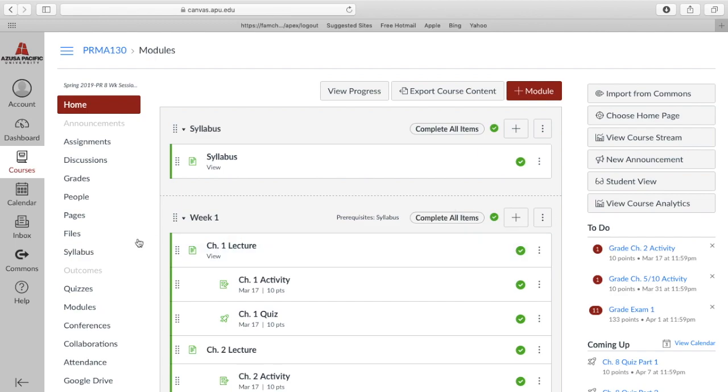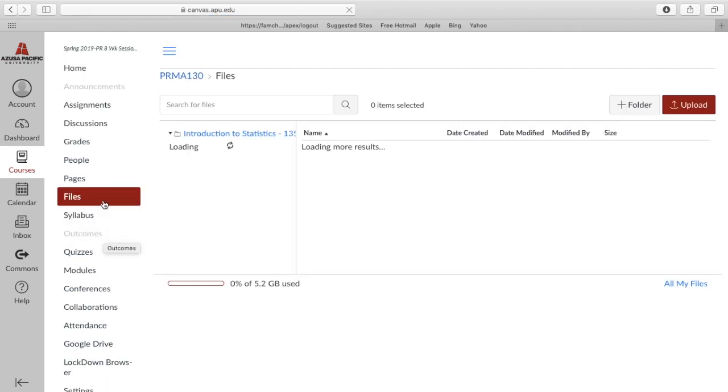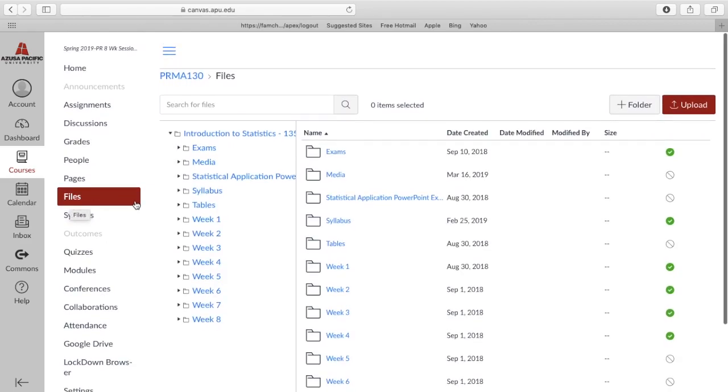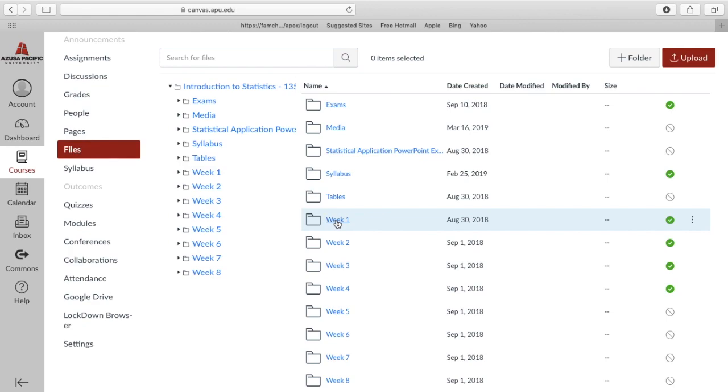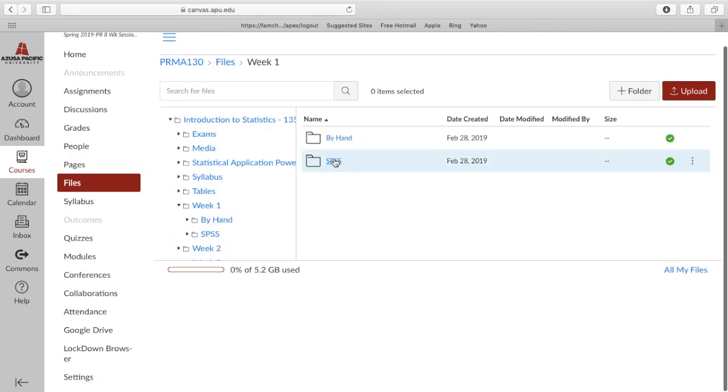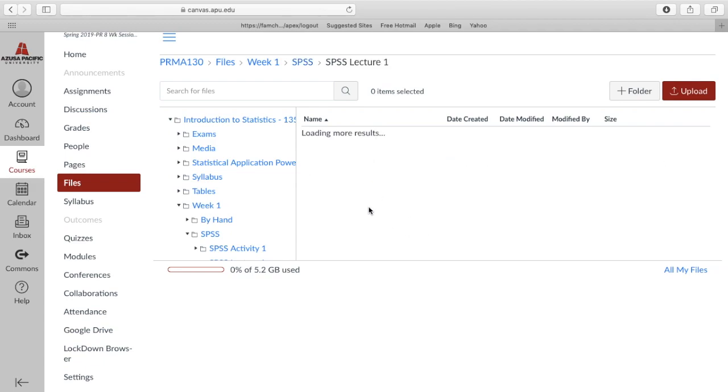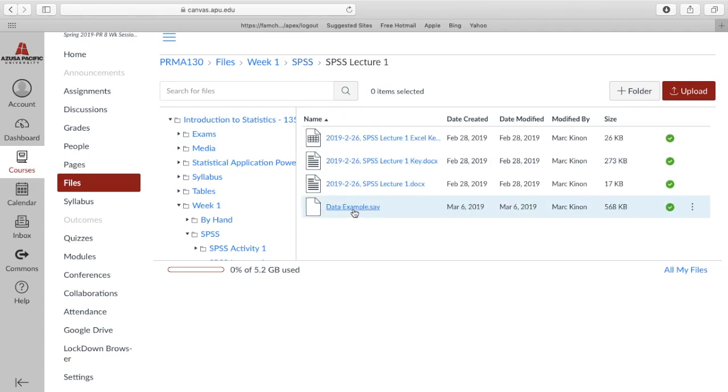So we're going to be using the same data set as we used before for the rest of the SPSS lectures. So go ahead and log on to Canvas and go to Files. And once you're in Files, go to Week 1, SPSS Lecture 1. And you're going to see this data example.save. So that's going to be your data file.